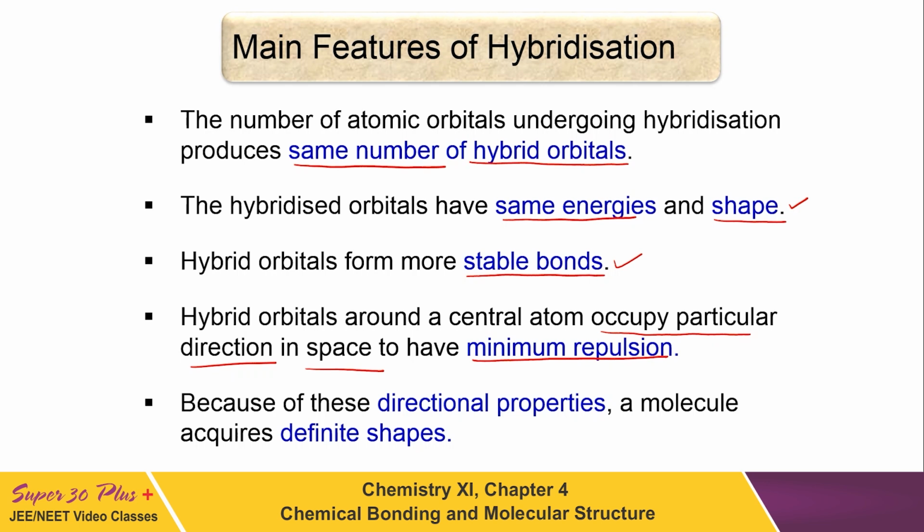Let me tell you one more time why these geometries are attained. Because those orbitals which are hybrid orbitals, they arrange themselves around the central atom in such a way so that repulsion between them could be minimized. Because of this minimum repulsion, maximum stability, the bond is formed. And like I said, because of these directional properties, a molecule acquires a definite shape. So there is a definite shape of the molecule because of this directional property.